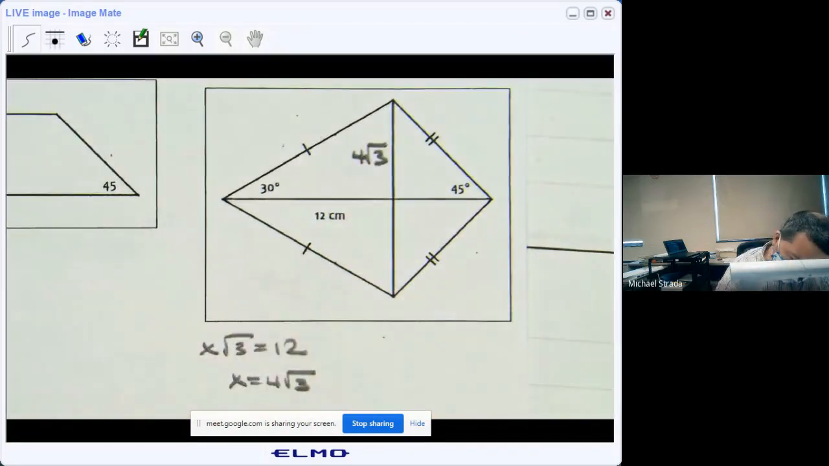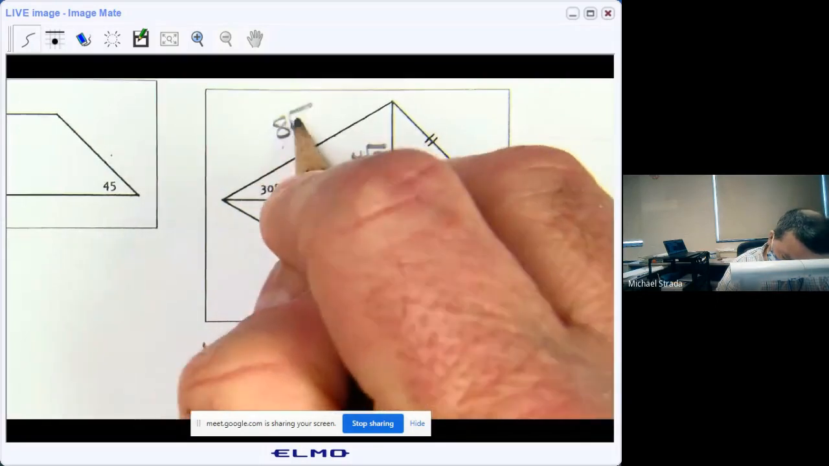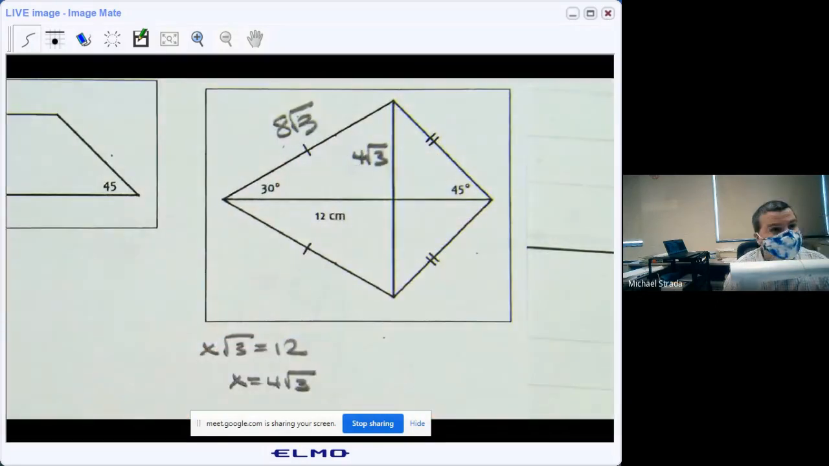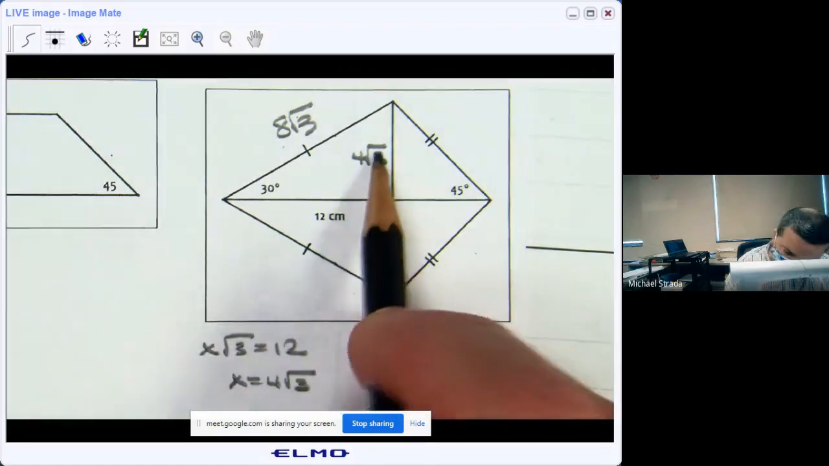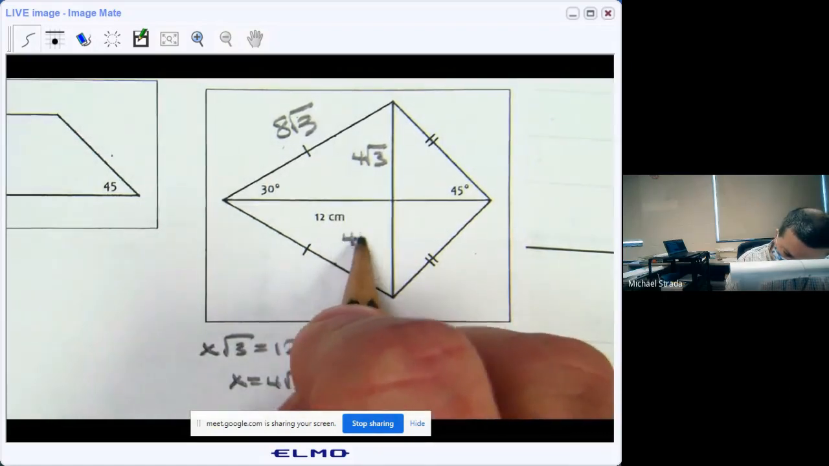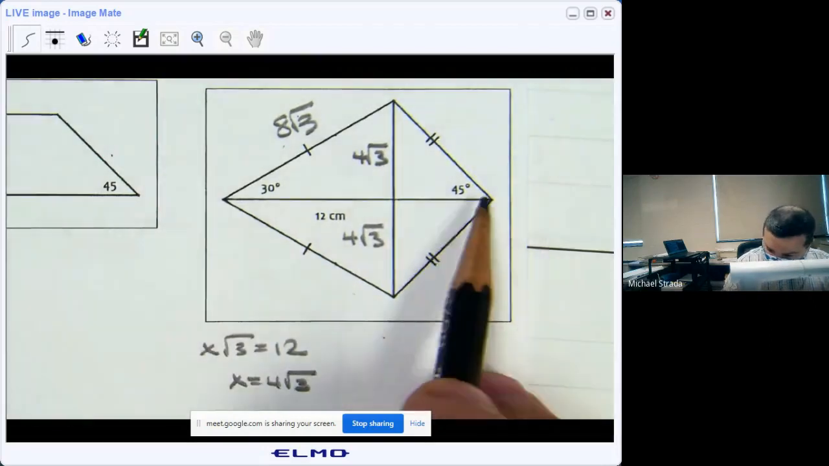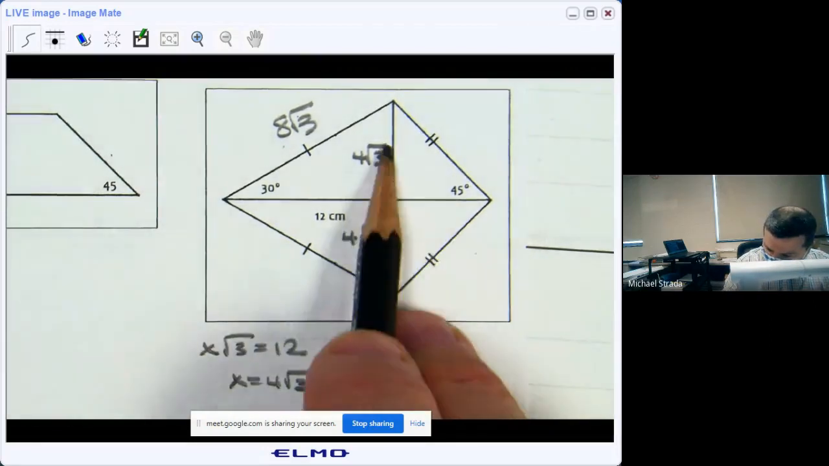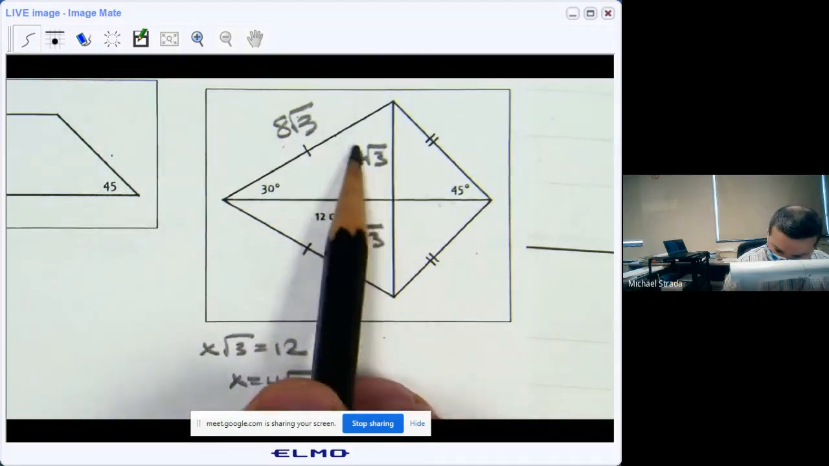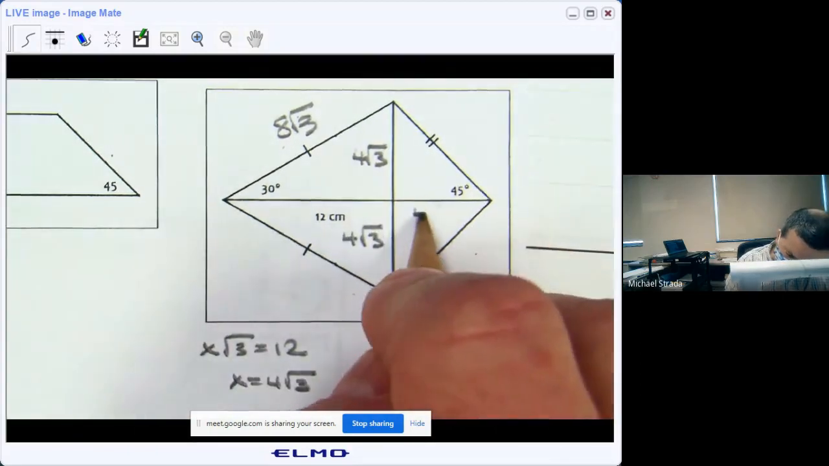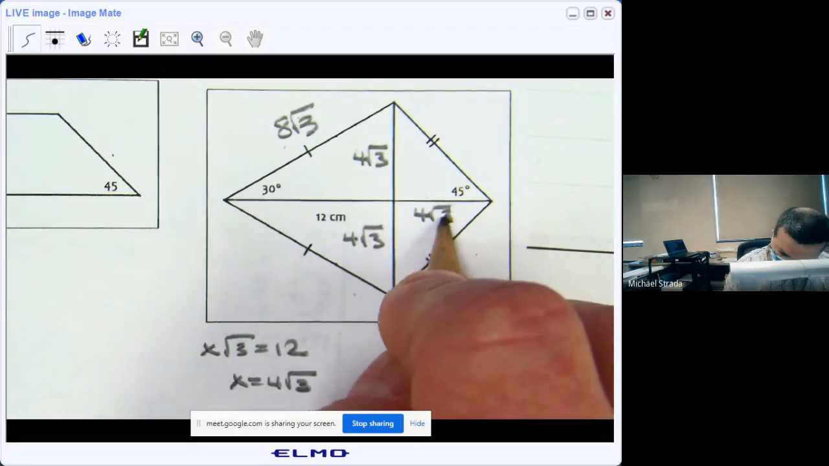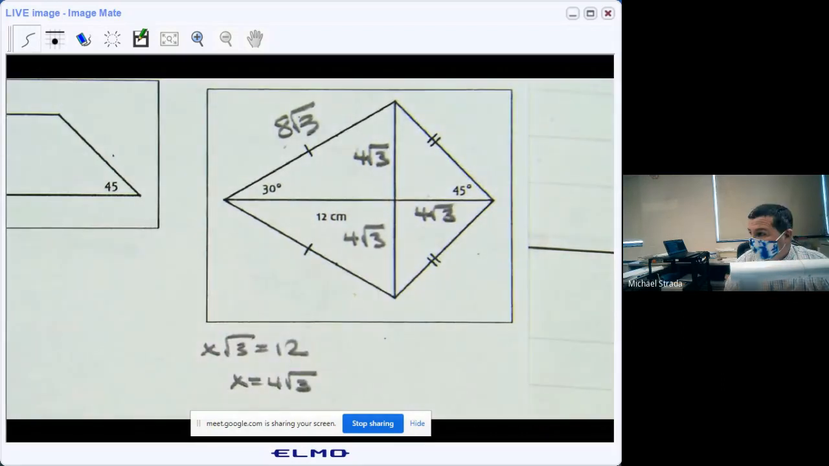All right, and then the hypotenuse of the 30, 60, 90 is double the short leg, so we got 8 root 3. Then you have to remember property of a kite. If that's 4 root 3, then this is also what? 4 root 3. Then we come over here and we got a 45 degree angle, so the legs are congruent. So if that's 4 root 3, that's also what? 4 root 3. Do I now have both parts of both diagonals? Yes, I'm good to go with area.